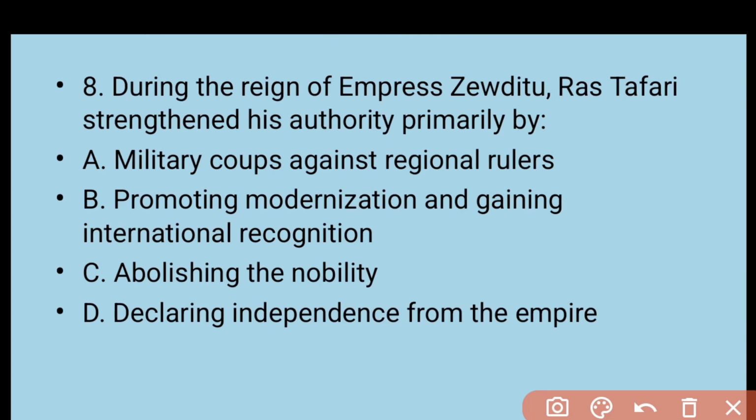Question number 8. During the reign of Empress Zewditu, Ras Tafari strengthened his authority primarily by A. Military coups against regional lords, B. Promoting modernization and gaining international recognition, C. Abolishing the nobility, D. Declaring independence from the empire. The right answer is B. Promoting modernization and gaining international recognition.